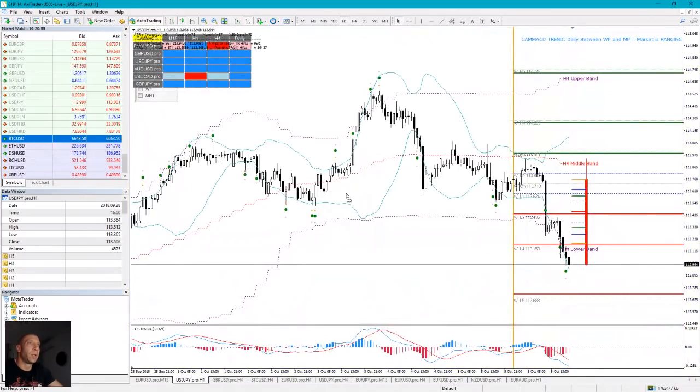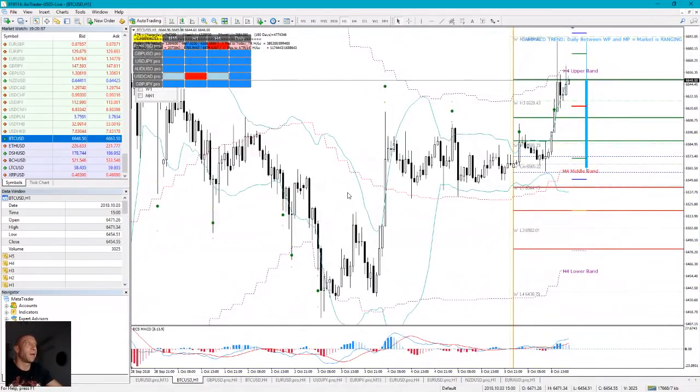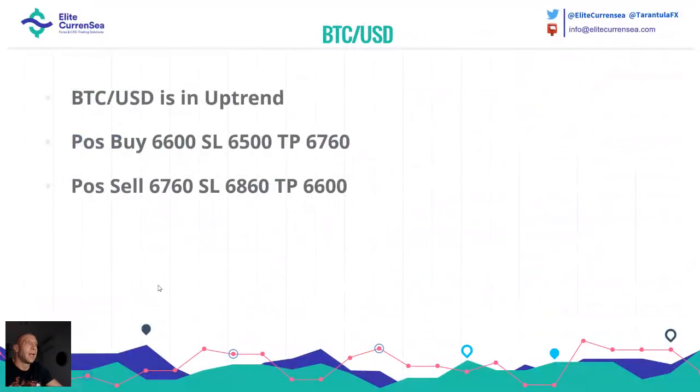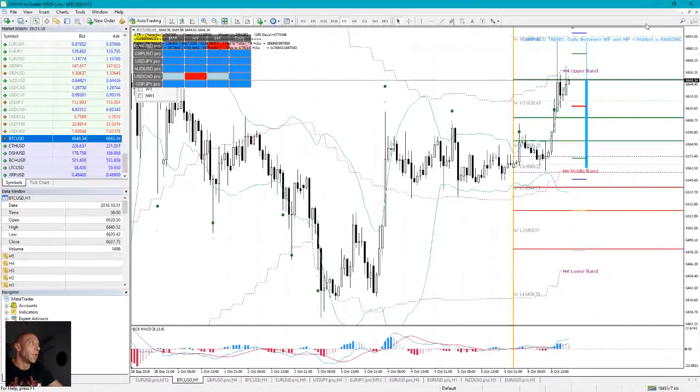So I think this could go up. And if we put the BTC dollar on 1 hour time frame, you see we need a little bit more of retracement. And 66 could be a good one. Stop loss always 100 pips. TP 67.60. Then sell 67.60. Stop loss 68.60. TP 66. And this is basically if it drops here.